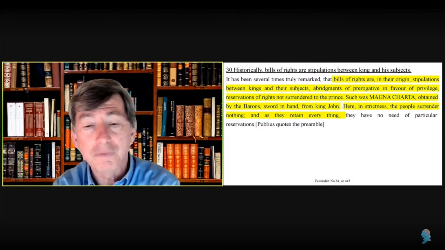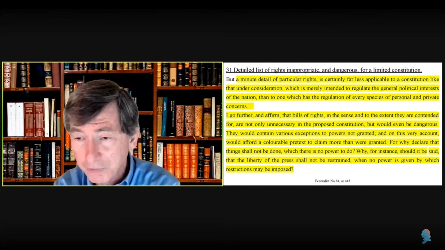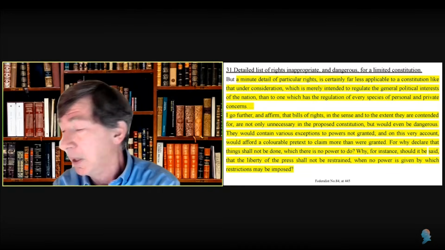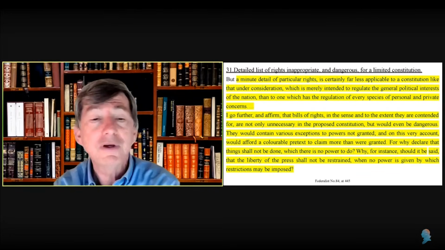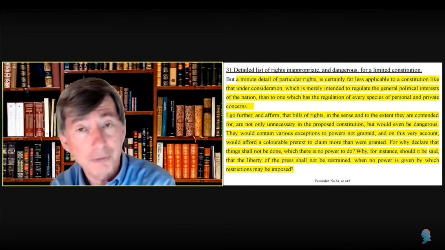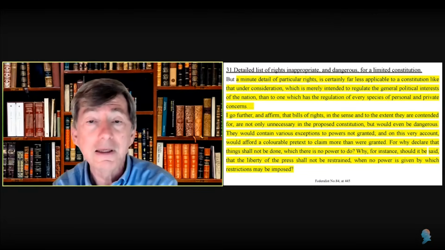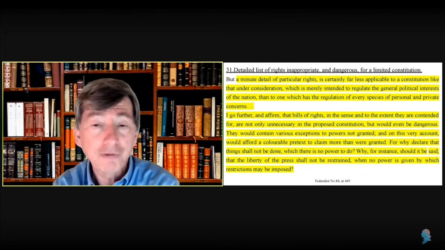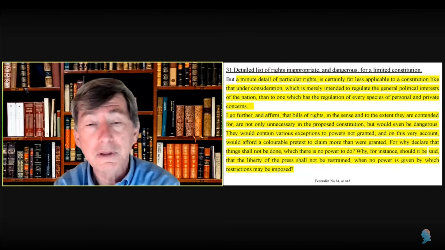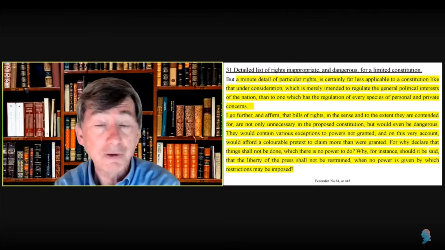A detailed list of rights is inappropriate and, he says, even dangerous for a limited constitution. Now, this seems to many people amazing, that he was against a Bill of Rights. And I say Publius because Madison was also against the Bill of Rights. And you say, well, how is it that Madison ended up proposing a Bill of Rights? It was part of the argument he made in the Virginia Ratification Convention to undercut Patrick Henry, which he did.